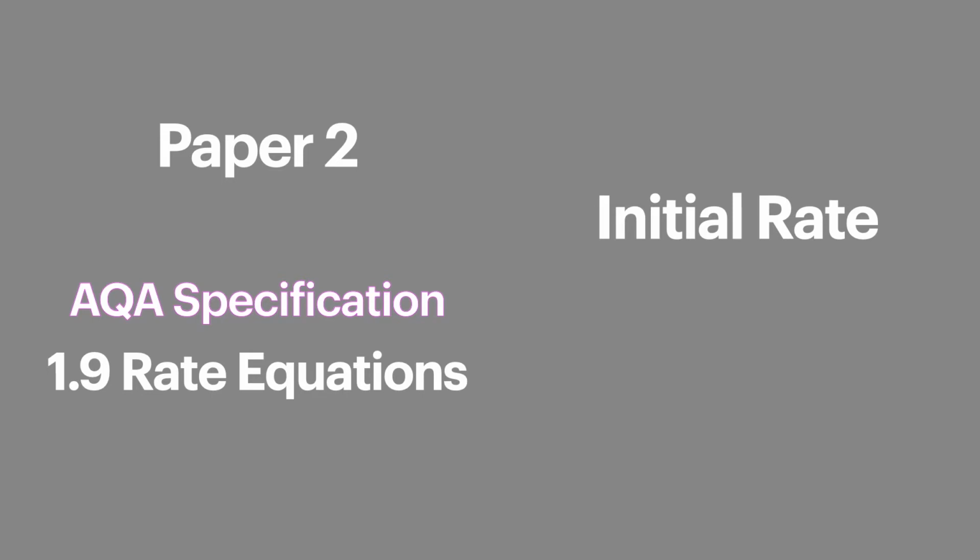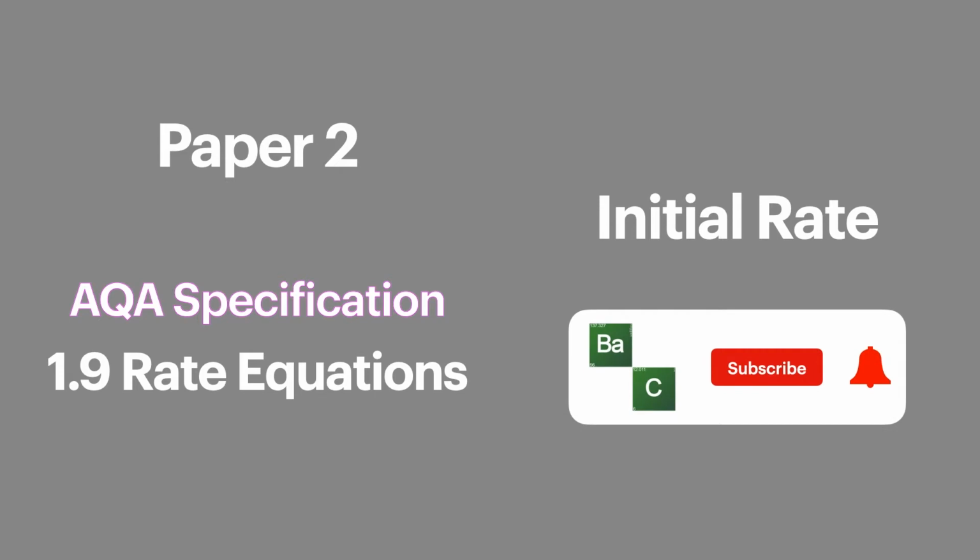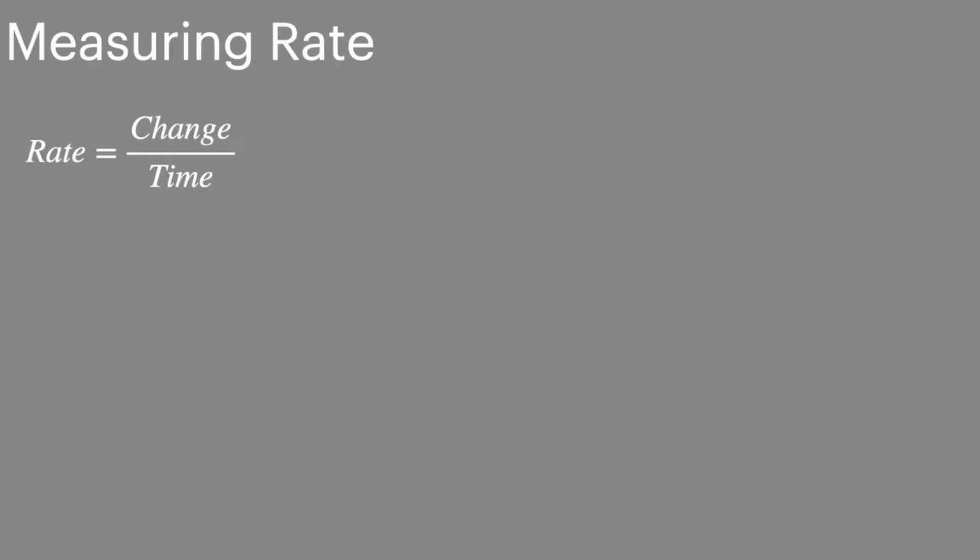This is the start of AQA Specification 1.9 rate equations, and in this episode we are going to look at initial rate. Questions on this topic will appear on paper 2 of your final exams. Before we can do any calculations of rate, we must first take some measurements. We either want to measure the change in reactants or the change in products.